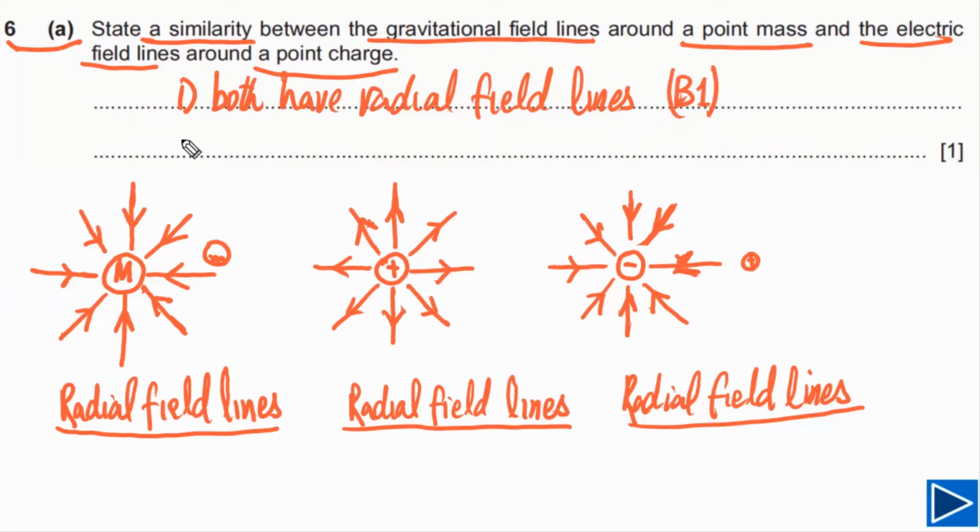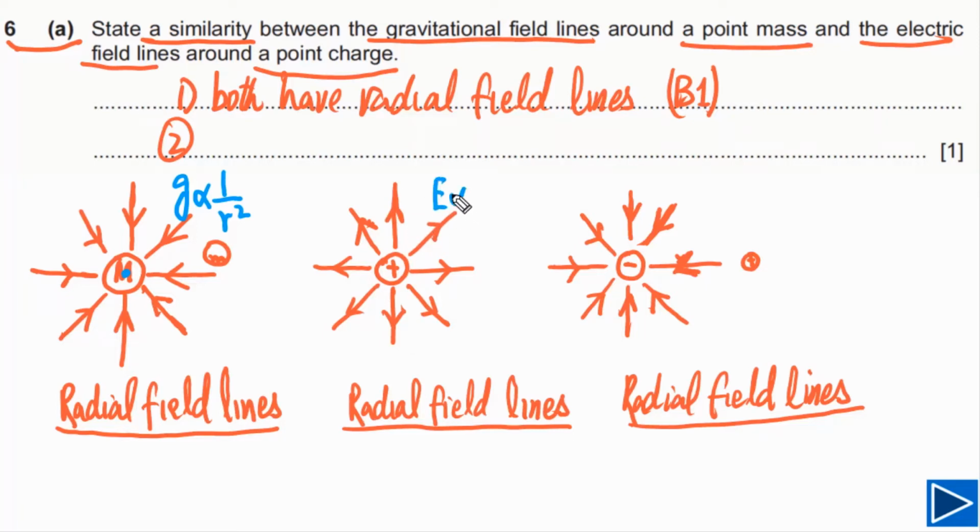But we can also write down another one. If you look at these fields, we can see one more thing that is similar. If you look at the distance between these lines, as the distance from this point mass increases, the gap between the lines is increasing. It means the gravitational field is getting weaker, and this is inversely proportional to r square, where r is the distance from the point mass. And this field is the same. As we go away from this point charge, the gap between lines is increasing.